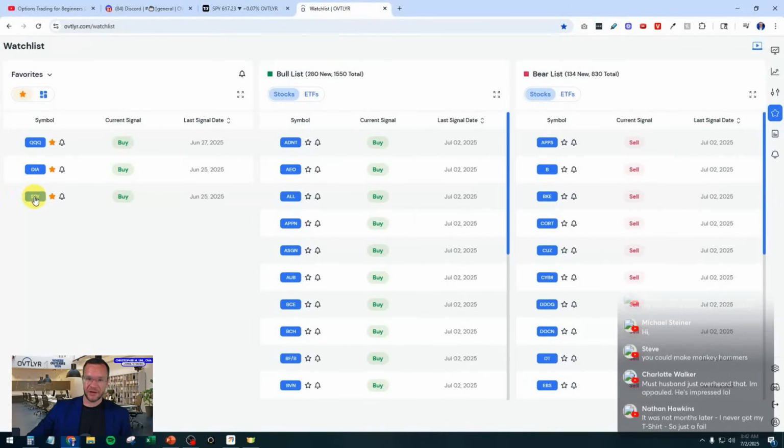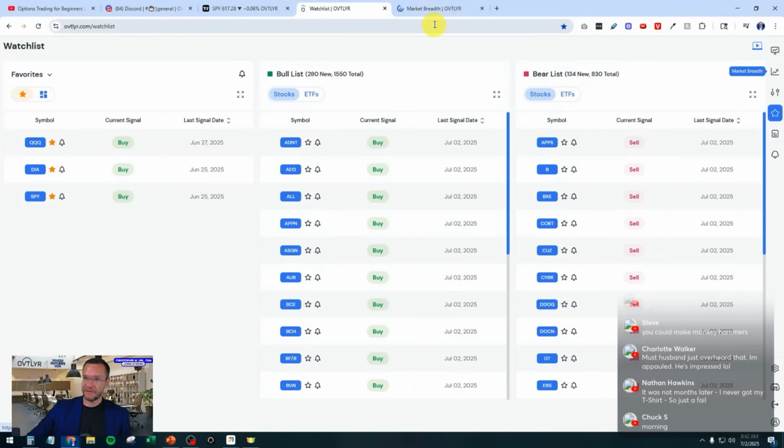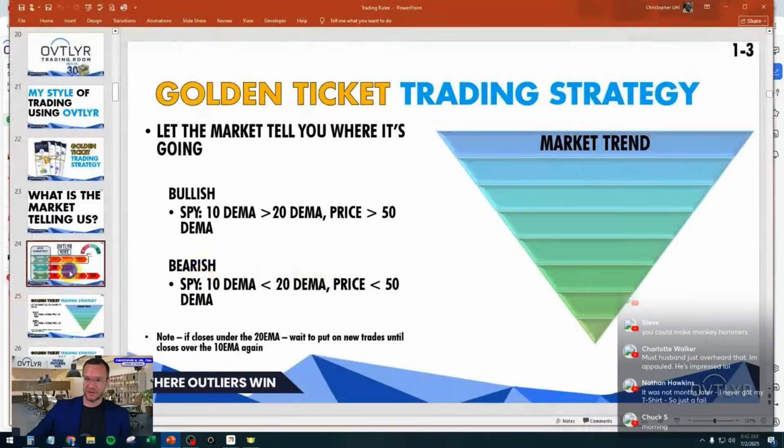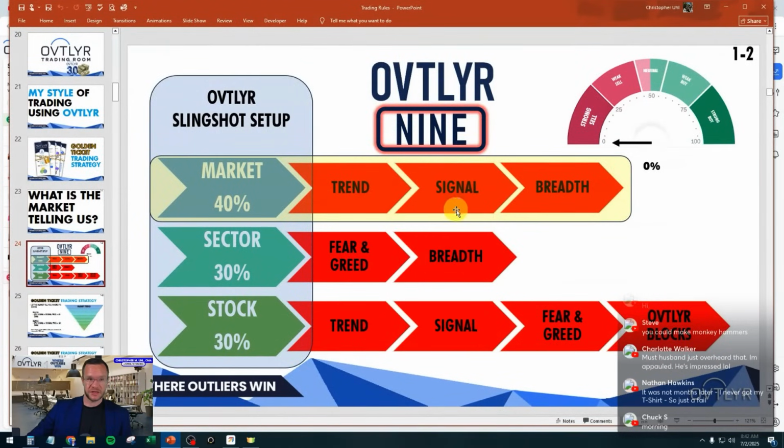Next, if we pop into Outlier, I have SPY saved as one of my favorites, so I can see if it's a buy or sell signal just right there from the home screen. Now, today we have 280 buy signals on our bull list and 134 sell signals on our bear list. And that feeds over into market breadth, which is the third component here that we're looking at. We have the trend is bullish, the signal is bullish.